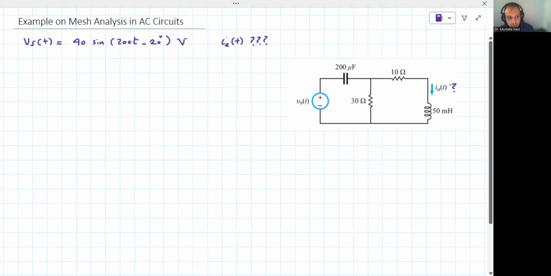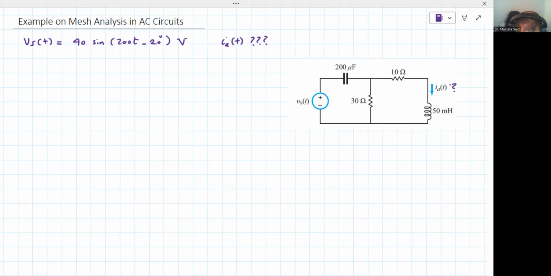Before we start, we agree that for this kind of circuits, we should convert the circuit first to the phasor domain, which uses complex numbers, and then solve it in the phasor domain. Then we can go back to the time domain if it's required, like in this question, where we want IA of t. We also agree that sine and cosine are both called sinusoidal functions, and we use cosine all the time. But here it's given sine, not cosine, so we should convert the sine into cosine first. How can we do that?